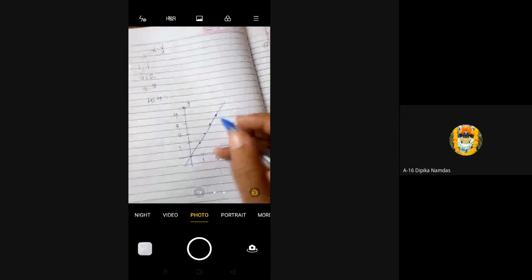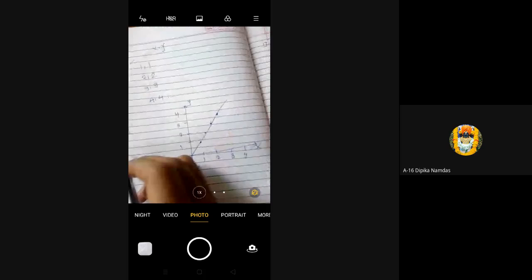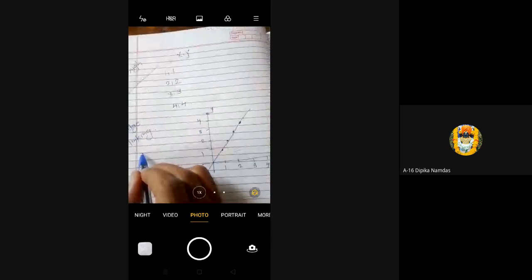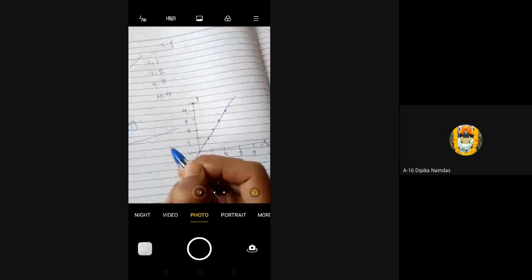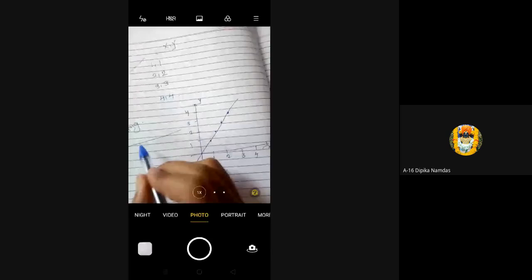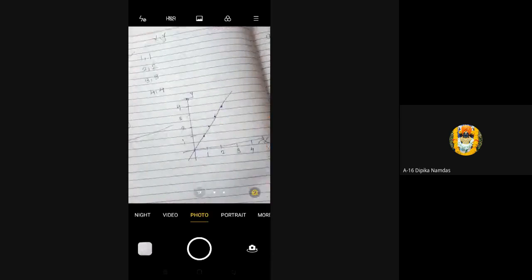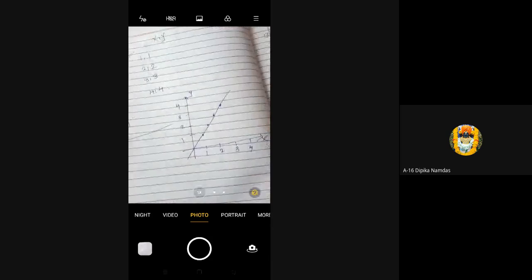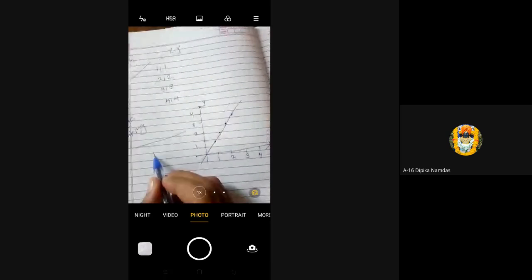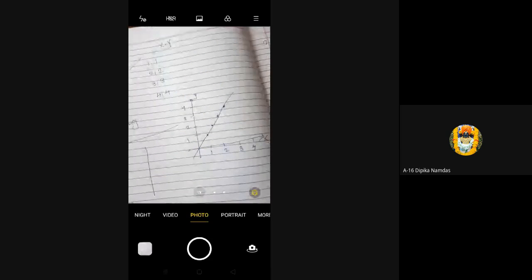So if we draw a horizontal line, okay, now everyone listen carefully. If we draw a horizontal line, is it possible to join all the pixels? Yes. No. If we draw a vertical line, is it possible to join all the pixels?